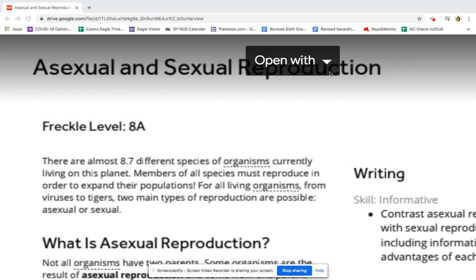Asexual and sexual reproduction. There are almost 8.7 million different species of organisms currently living on this planet. Members of all species must reproduce in order to expand their populations. For all living organisms, from viruses to tigers, two main types of reproduction are possible: asexual or sexual.